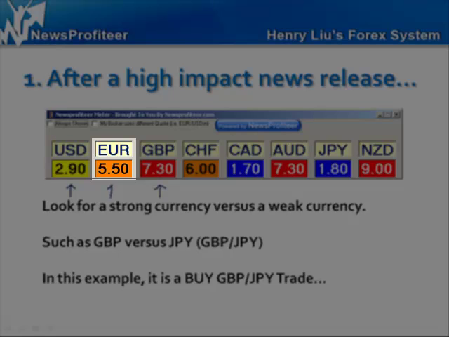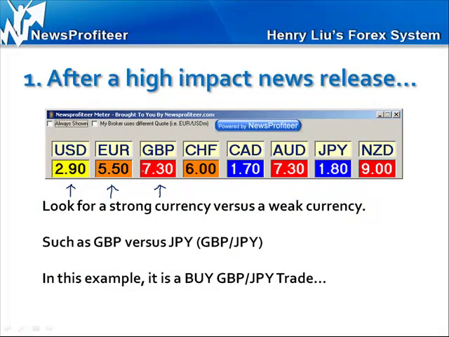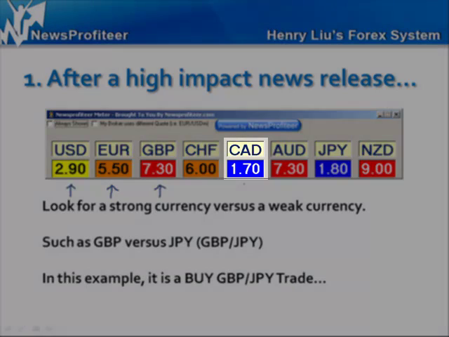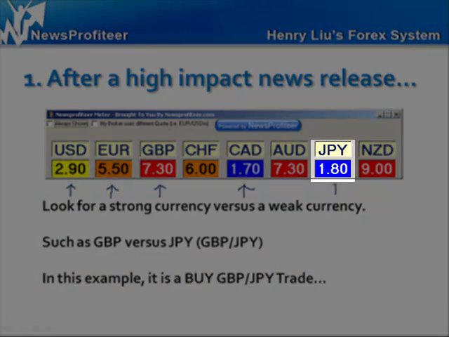Obviously, it will not be my first choice because what we are trying to do is match a strong pair with a weak pair, so that we can expect the maximum movement from these matches. So obviously, if you were to choose between the euro pound or the pound dollar pair, you'll choose the pound dollar. But you can further look at the pound CAD, which is showing 1.7, or you can look at the pound yen, which is showing 1.8.